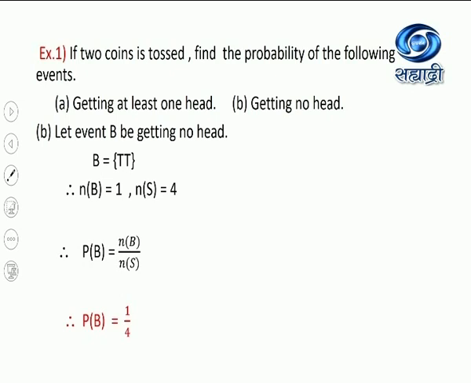So children, this type of examples is going to be asked for 2 marks. Now suppose they give only one condition and ask you to find the probability of the following event, only getting no head. In that case, you need to write the sample space, then N of S, then write down that particular event B, then N of B, and then the formula, and then its answer.